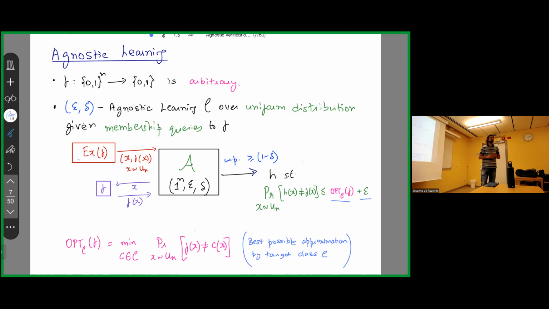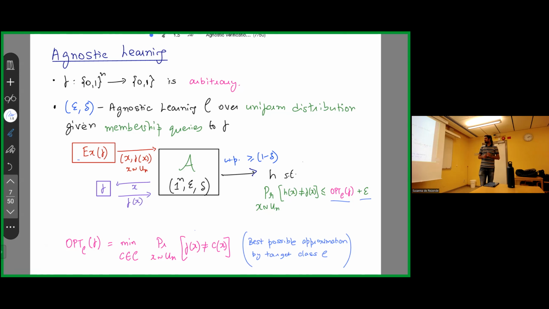I don't know if this is a stupid question, but is it clear that this additive thing is what you want, or would you consider opt times 1 plus epsilon? Because regardless of whether I'm very close to being realizable, or whether the concept class is just super poor, you're still having exactly the same additive slack.